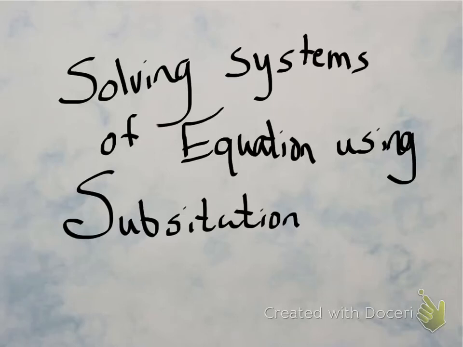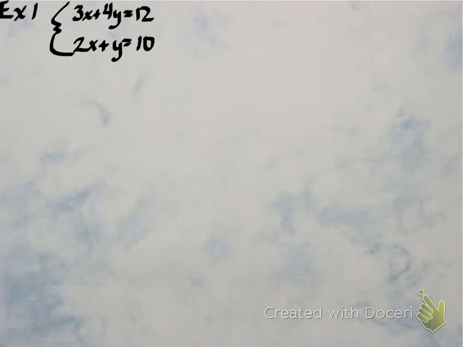Solving systems of equations using substitution. So let's look at our first example. Example 1, we have the two equations of 3x plus 4y equals 12 and 2x plus y equals 10.